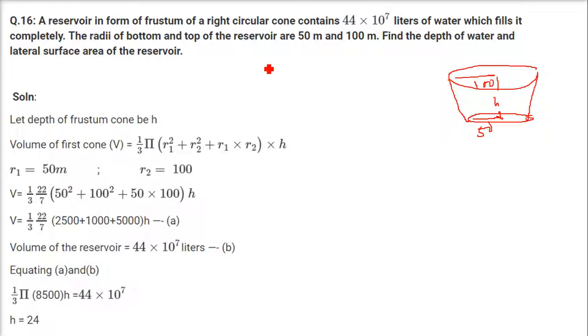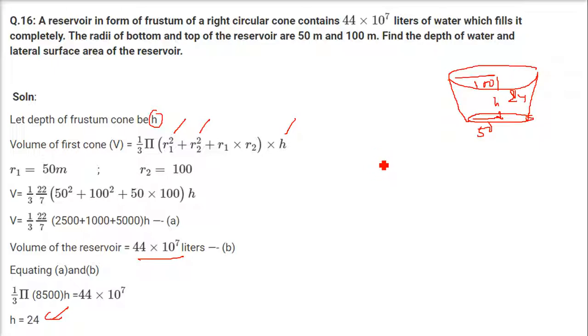First of all, the depth of the frustum, volume is given. Let us assume it to be h, depth or height. So 1 by 3 pi (r1 square plus r2 square plus r1 r2) into h is the volume. R1 is 50, R2 is 100, and h we don't know. We take this formula and equate it using 44 into 10 to the power 7. When we equate, h will come as 24. So height is known.